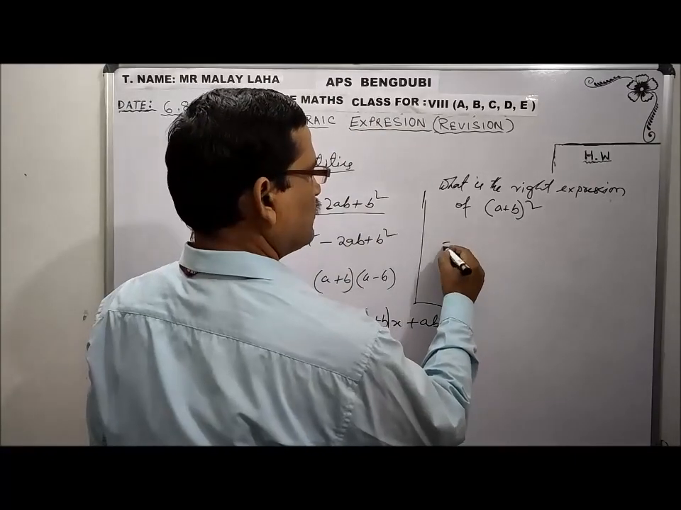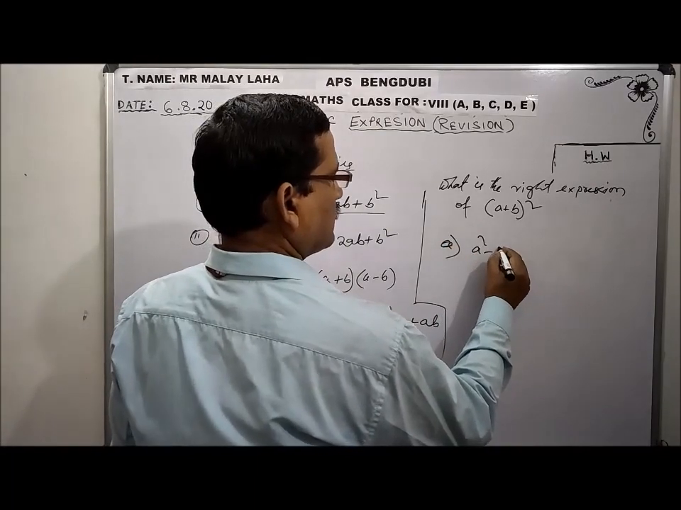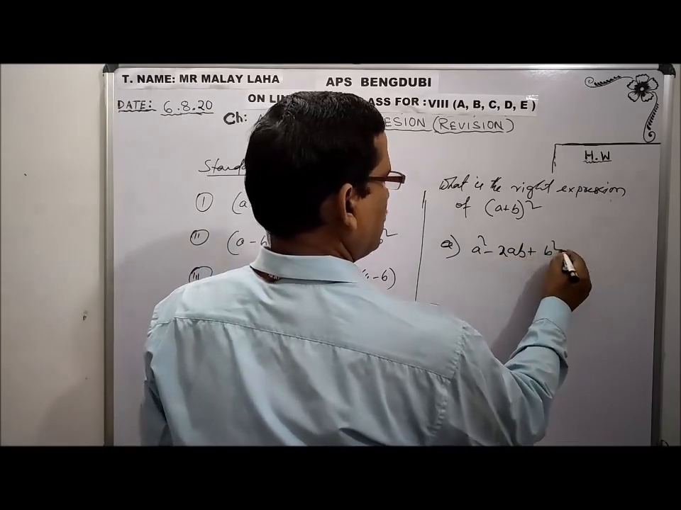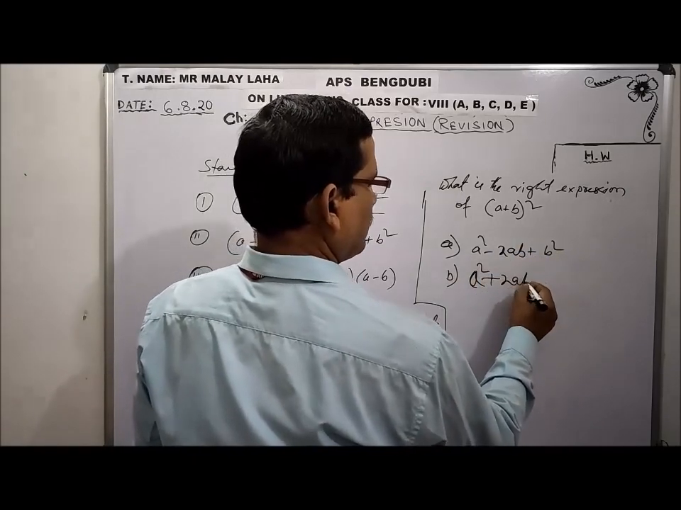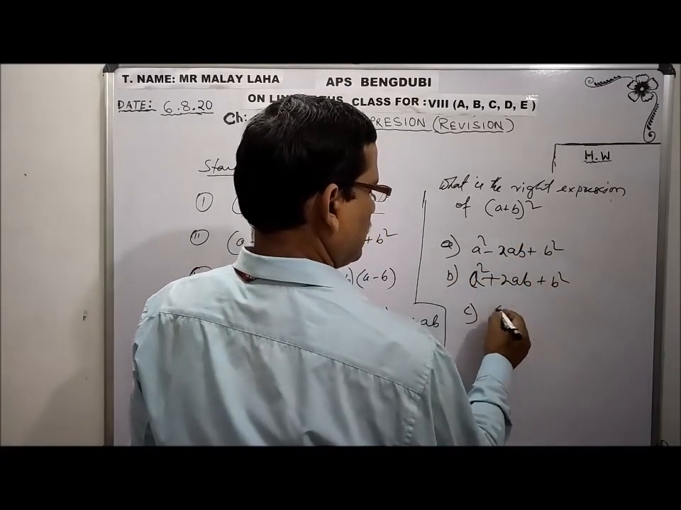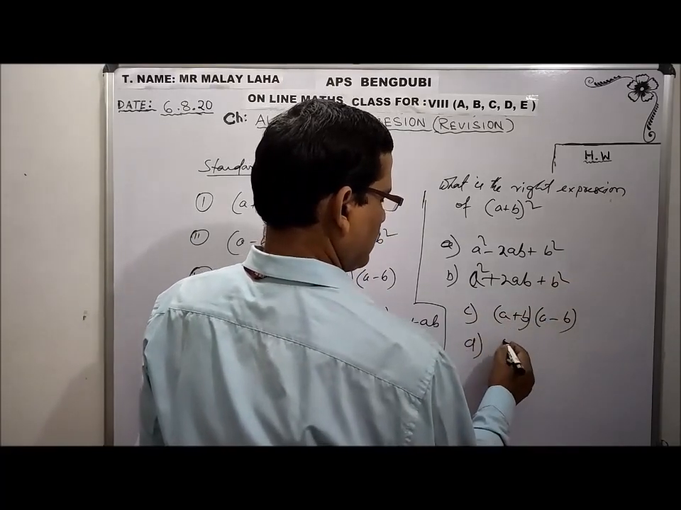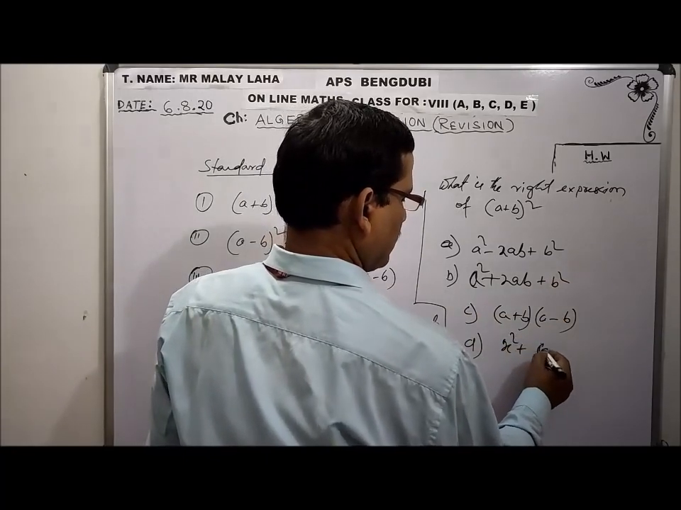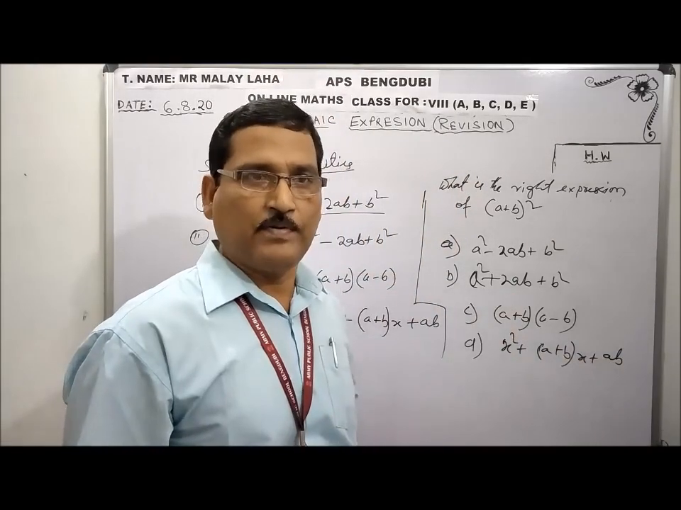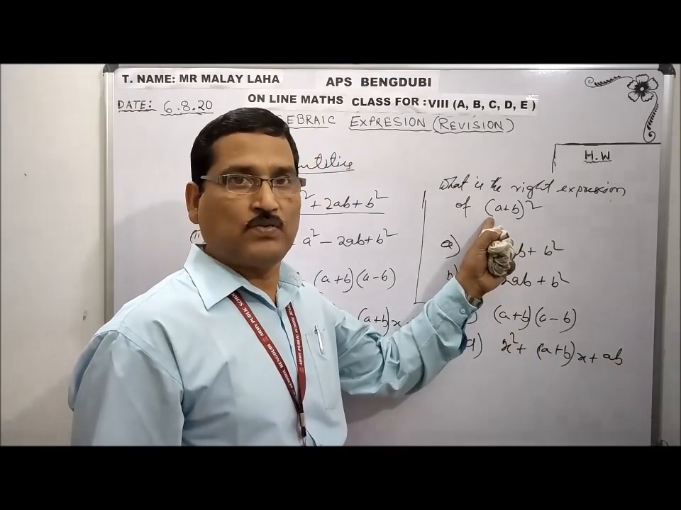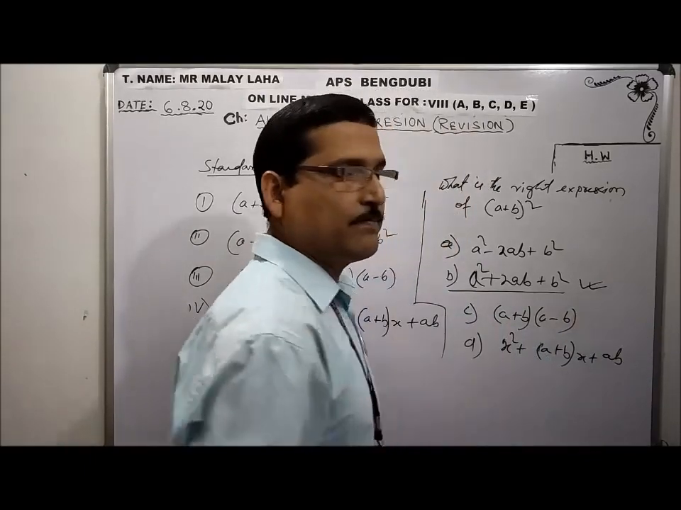Are we clear? I have given the options: a, a square minus 2ab plus b square; b, a square plus 2ab plus b square; c, a plus b into a minus b; d, x square plus a plus b into x plus ab. All 4 expressions I am giving you. So a plus b whole square refers to which identity? You have to just put a tick mark at the side of the correct option.